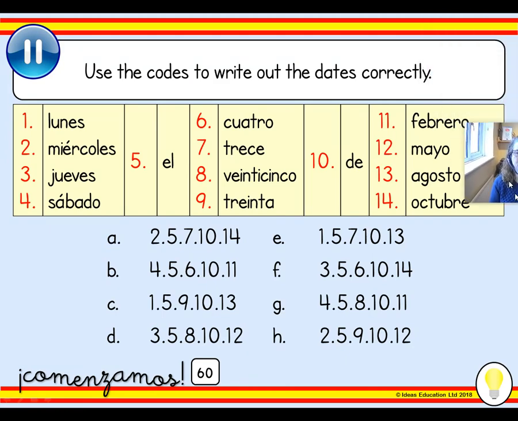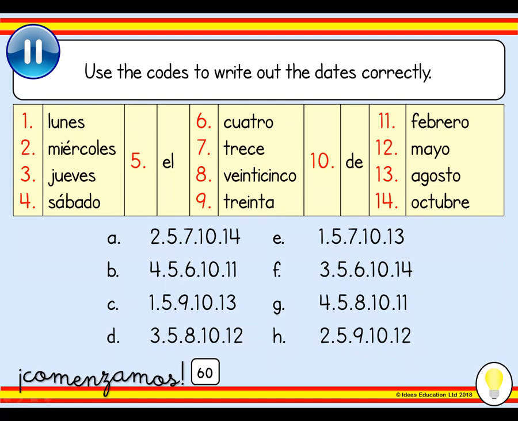Now, it's time for you to have a little go at writing some dates yourself. You can see here you've got a grid which has all the words in it that you'll need, and each of those words has been given a number, and that number shows you when you need to write that word. So if you look at letter A, for example, letter A says 2, 5, 7, 10, 14. So when you see 2, which word do you have to write?